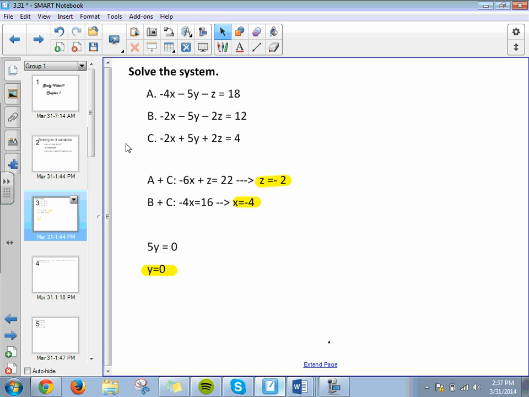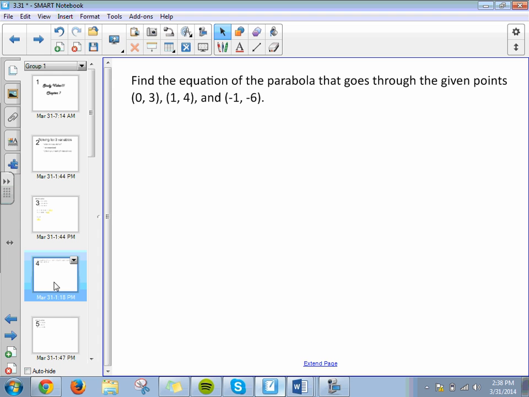All right, so that's one example of a problem you will see tomorrow. Another one, the other type, is to find the equation of the parabola that goes through the given points, and then they're listed. So the key here is the word parabola. Got my highlighter still up.